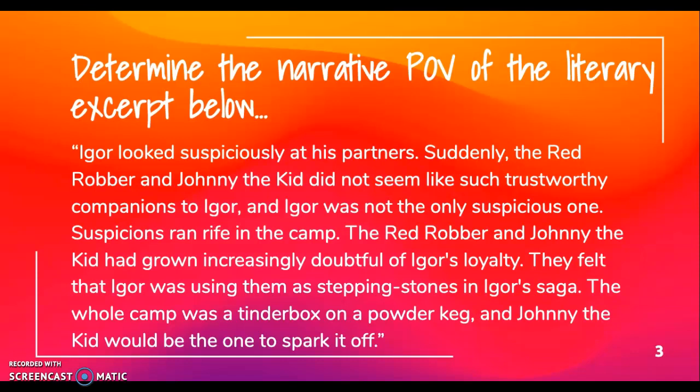All right, so our first excerpt reads, Igor looked suspiciously at his partners. Suddenly, the Red Robber and Johnny the Kid did not seem like such trustworthy companions to Igor, and Igor was not the only suspicious one. Suspicions ran rife in the camp. The Red Robber and Johnny the Kid had grown increasingly doubtful of Igor's loyalty. They felt that Igor was using them as stepping stones in Igor's saga. The whole camp was a tinderbox on a powder keg, and Johnny the Kid would be the one to spark it off.